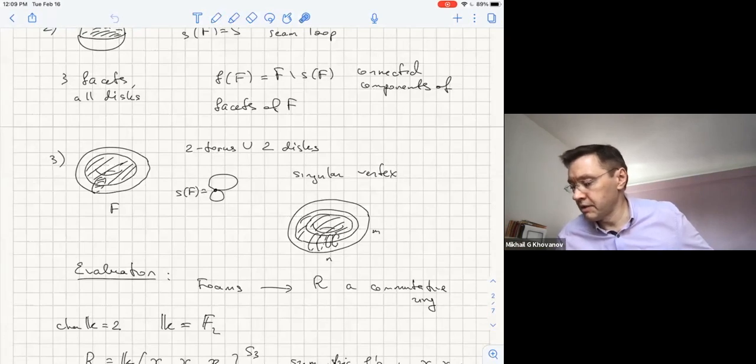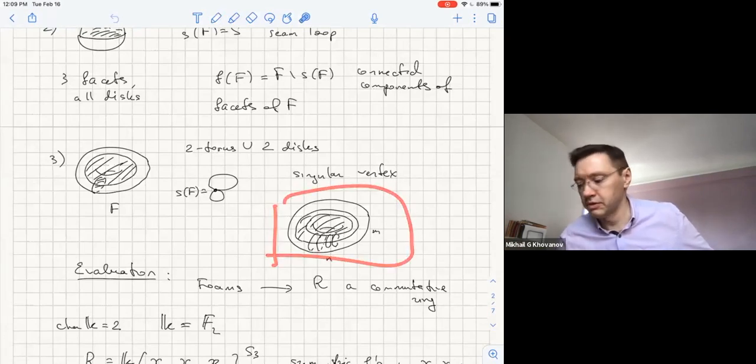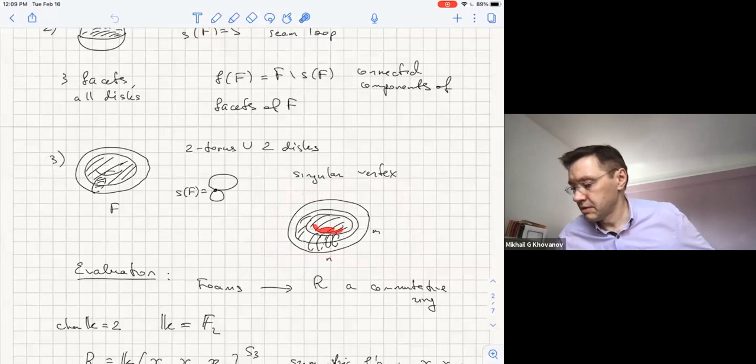Just a variation on this example would be to take a 2-torus and add some number n of parallel disks along the meridian.